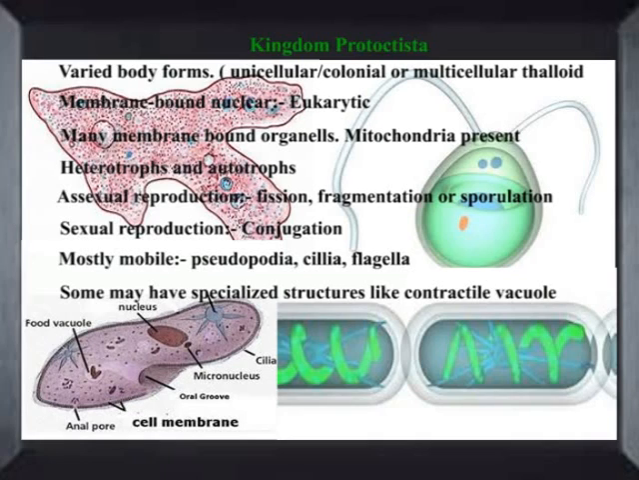On your screen are examples of organisms in the Kingdom Protoctista. We have the Chlamydomonas, the amoeba, Paramecium, and the Spirogyra.